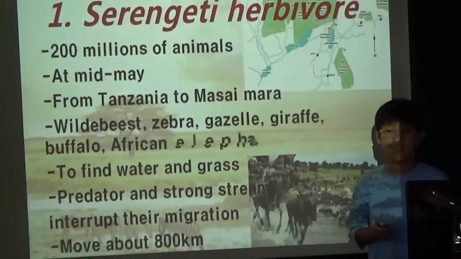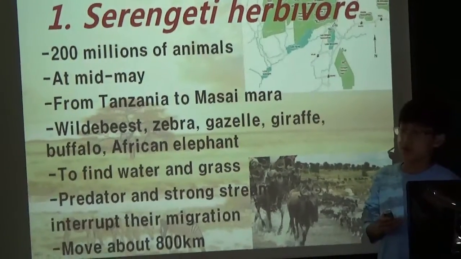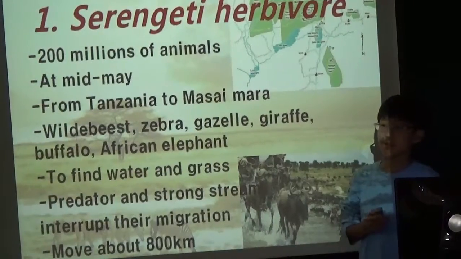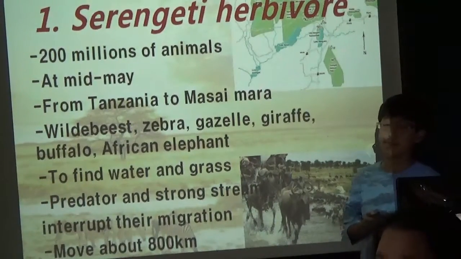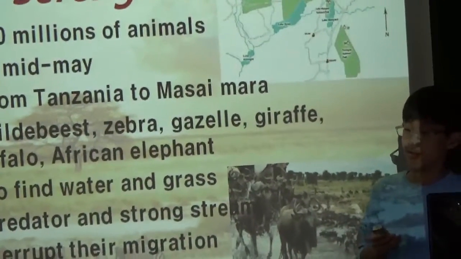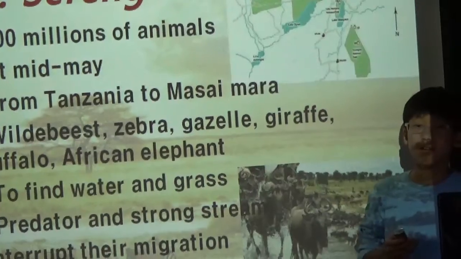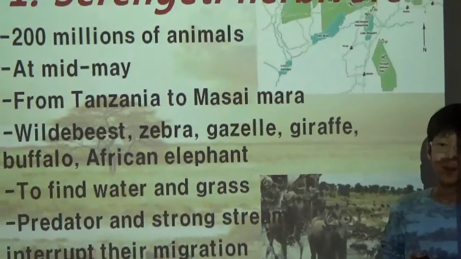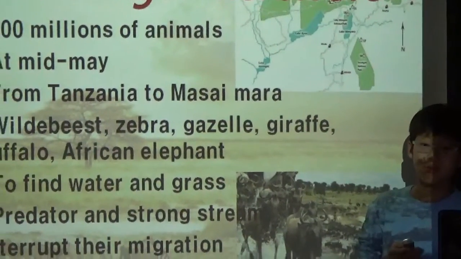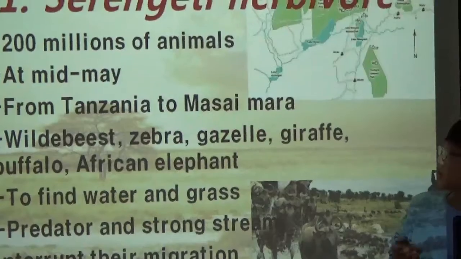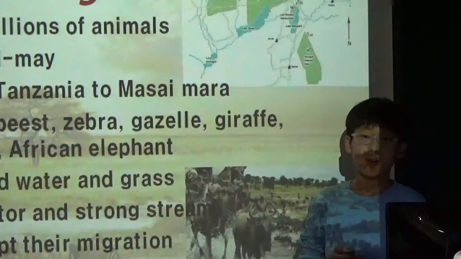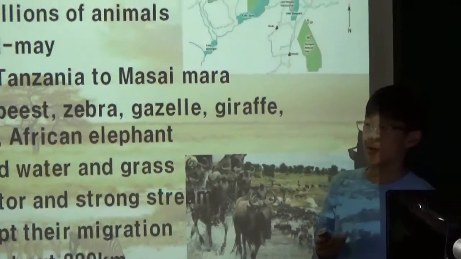200 million Serengeti herbivores such as wildebeest, zebra, gazelle, giraffe, and buffalo migrate in mid-May. At mid-May, the Serengeti prairie becomes very hot. They migrate to find water and grass. African elephants also follow them. They migrate to find water and grass.